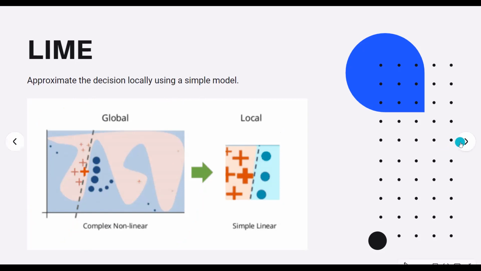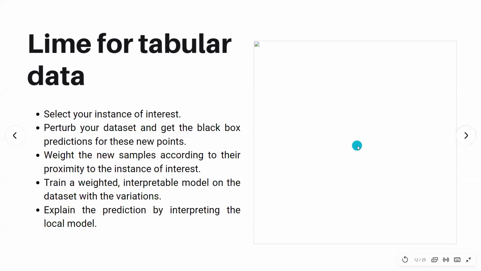It extracts the most important features and uses them to build a linear regression. Most important what? Not features, the most important samples. Samples. Yes.